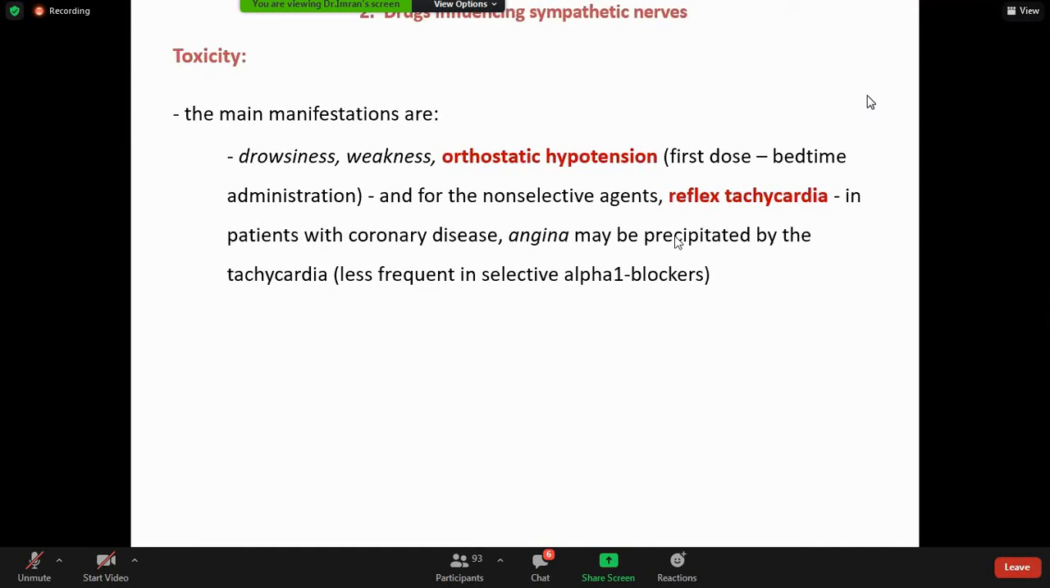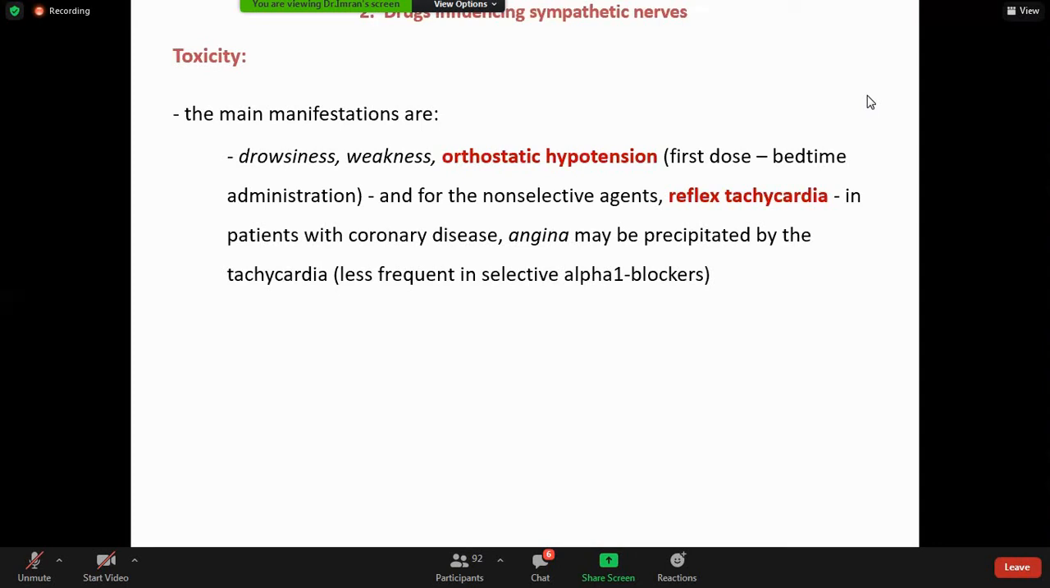There is a question, sir: presynaptic receptor blockade causes a decrease in norepinephrine? Yes, this we have already discussed. This is the normal phenomenon. This is the feedback mechanism to maintain control of the activity.